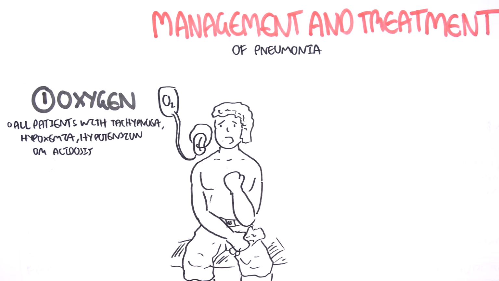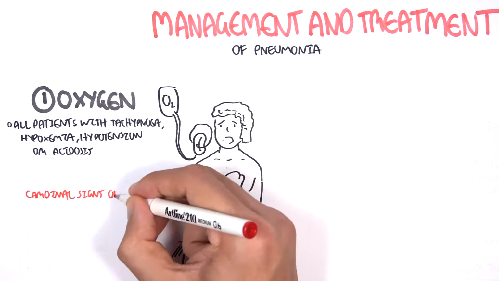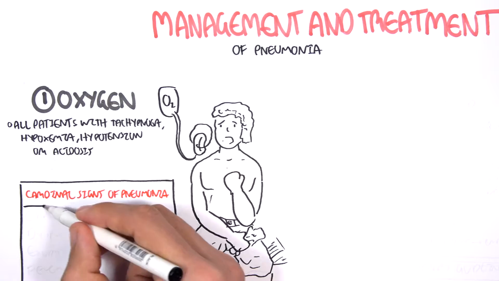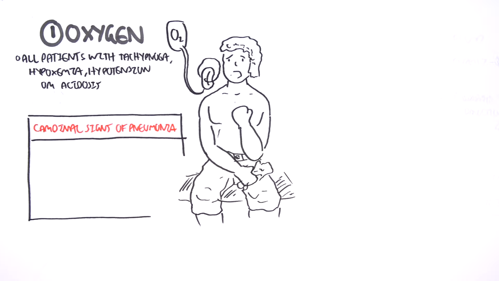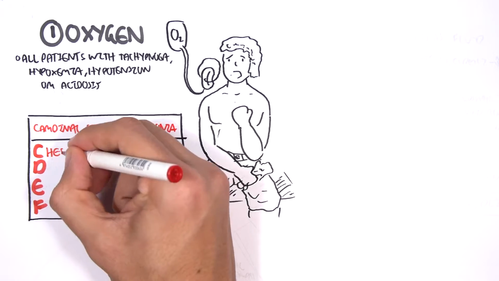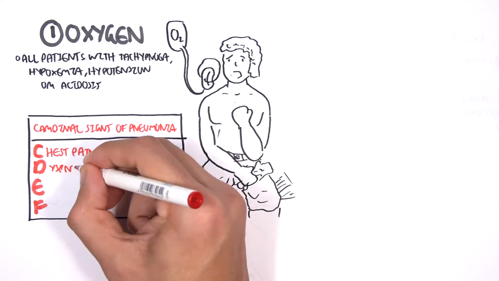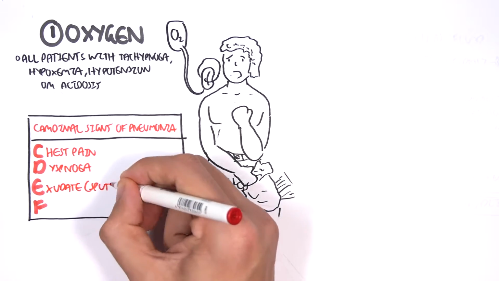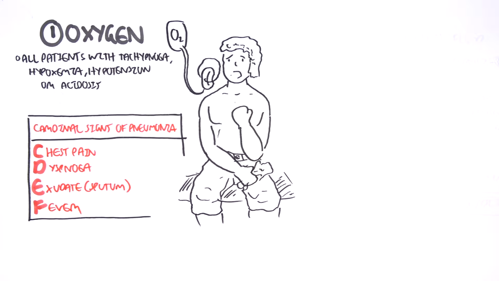Before looking at the other management, it's important to recap the cardinal signs of pneumonia. So we know the signs and symptoms, but the cardinal signs of pneumonia, if you can remember, we can remember it as C, D, E, F. So C stands for chest pain, D stands for dyspnea, E stands for exudate, sputum, and F is for fever. Okay, let's continue with the management.